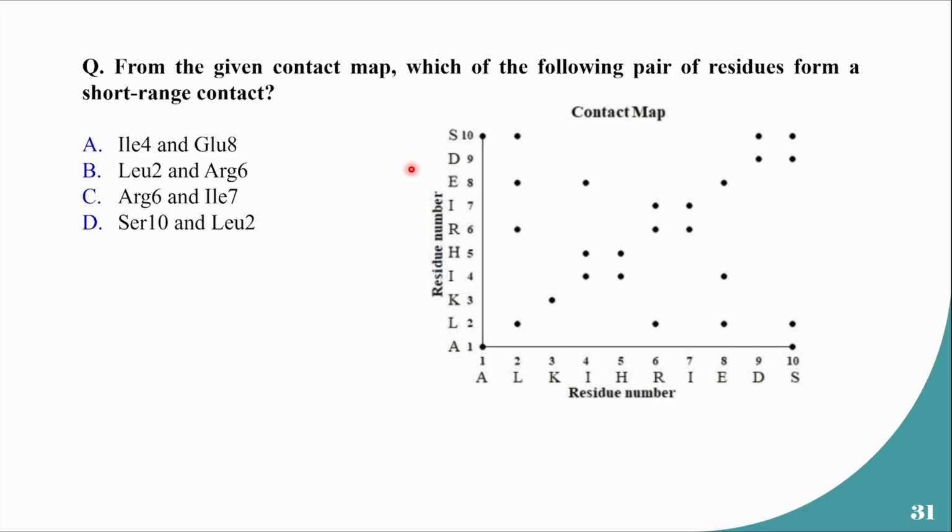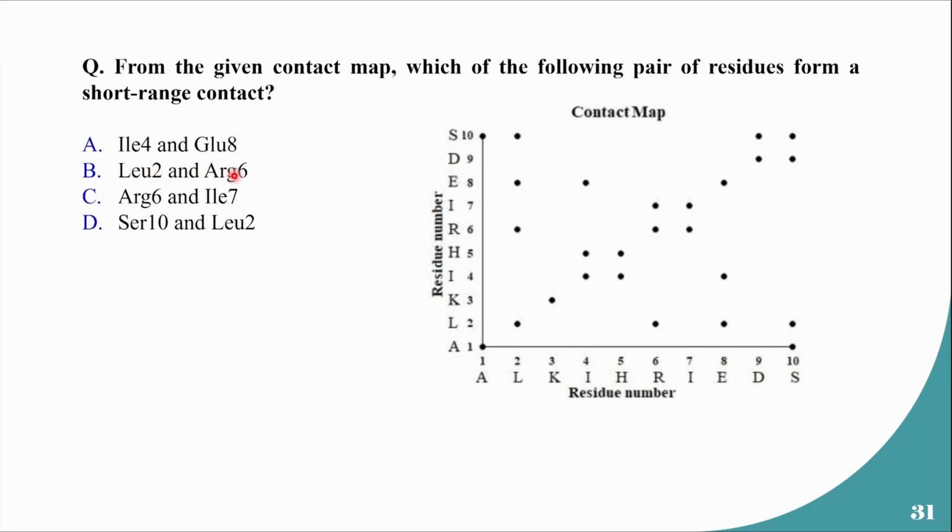Here, for example, isoleucine 4 versus GLU 8: first you need to investigate whether they have a dot present between them or not. Isoleucine 4 is this one, and the corresponding GLU 8 is this one. There is a dot present here, right? So that means these two are forming contact.